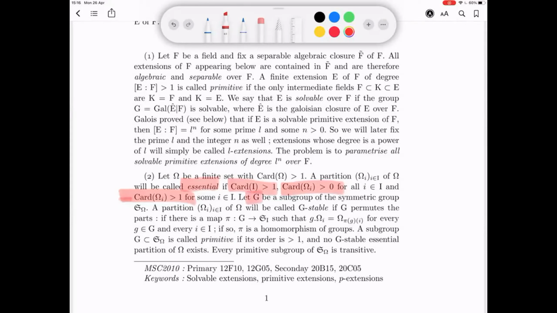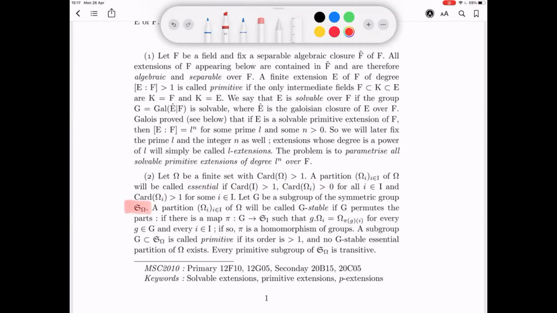Now, given this finite set, you have S omega, which is the set of all permutations of elements of omega, right? When you talk of the permutation group, it doesn't have to be permutations of the numbers 1 to n. Any finite set instead of 1 to n would do. The group of permutations of any finite set omega is denoted S omega.